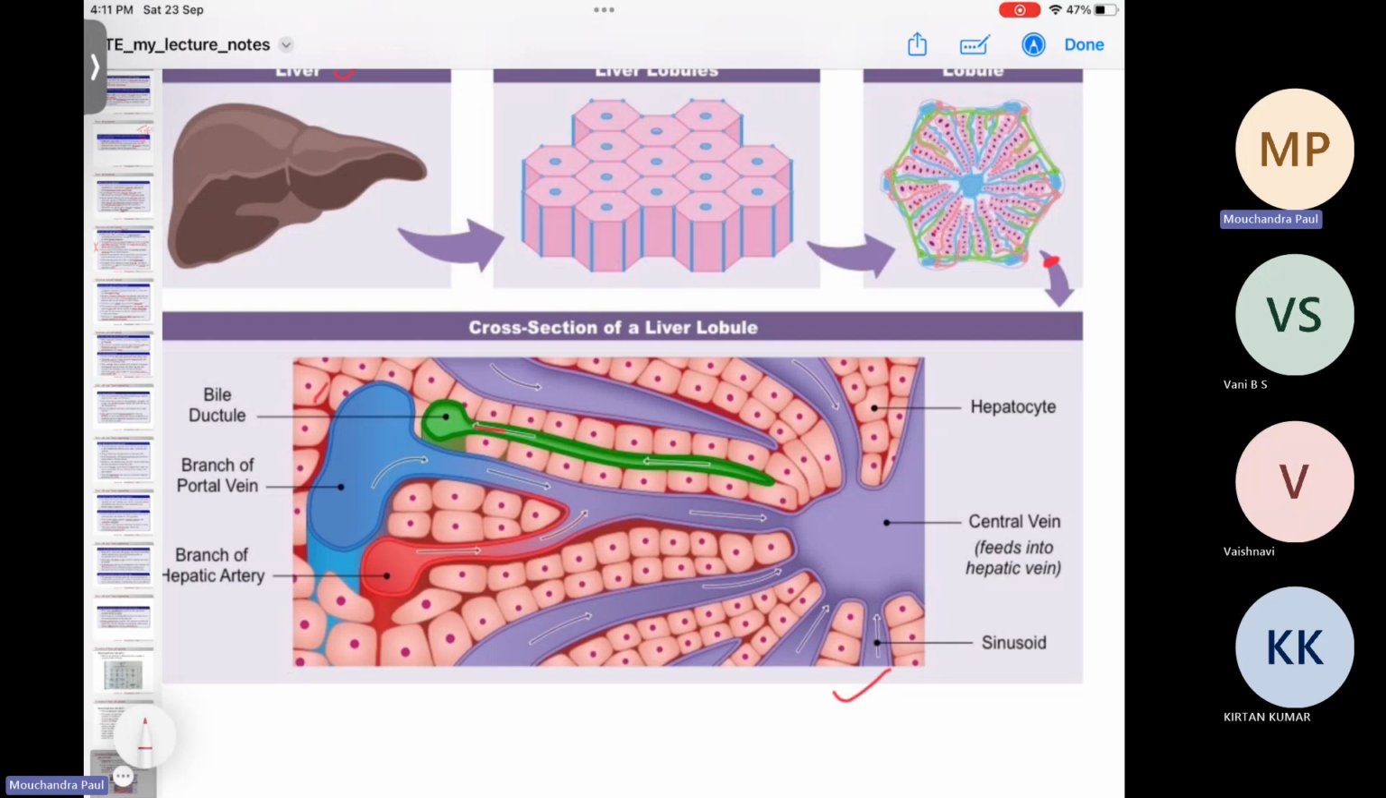So these are the hepatocytes. And in between the hepatocytes, there are small gaps, small junctions, which are called sinusoids. This is how you can see the functional unit. Liver lobule is a functional unit, like the nephron is the functional unit of the kidney. Similarly, the liver lobule is the functional unit of the liver, and this is how the lobule looks.